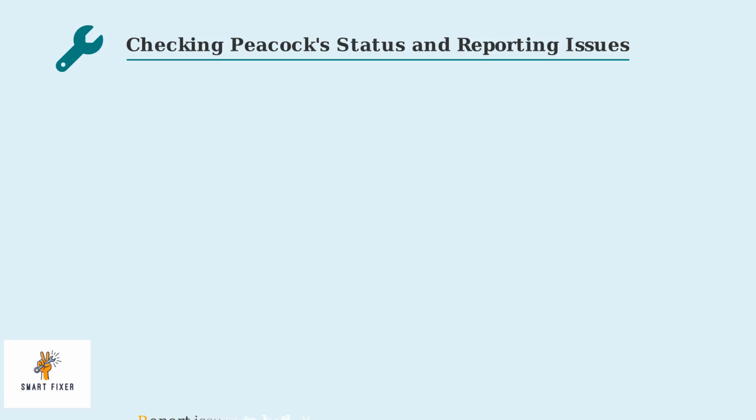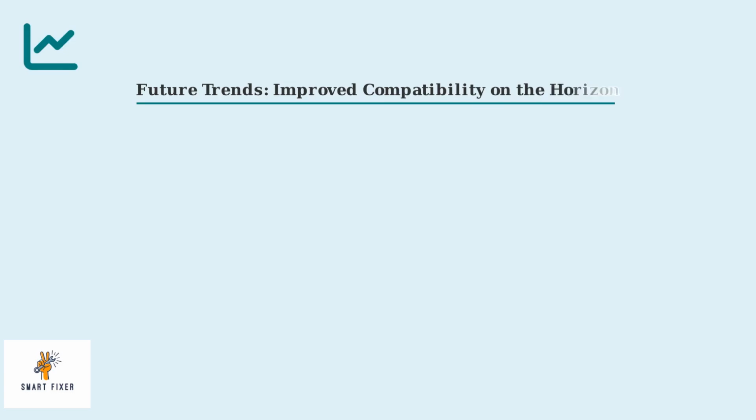You can also report the issues to both Vizio and Peacock support teams. This helps them identify patterns and fix bugs more quickly. Looking ahead, the good news is that compatibility between Peacock and Vizio TVs is expected to improve significantly. As Vizio potentially moves towards full Android TV adoption, many of the current compatibility issues should decrease over time.